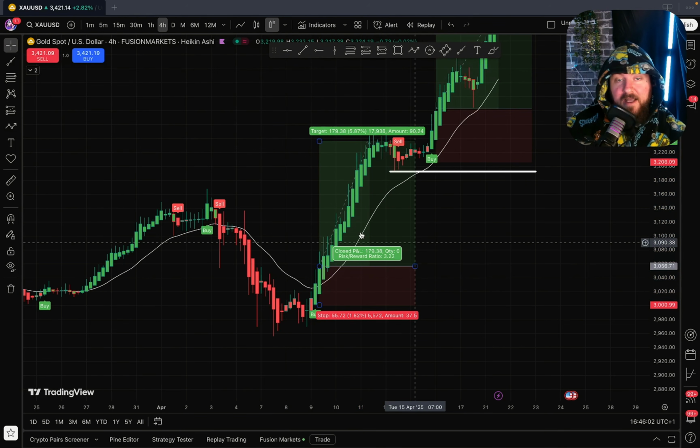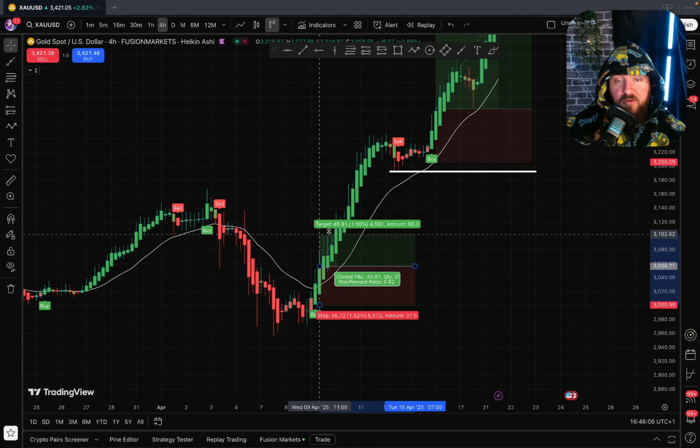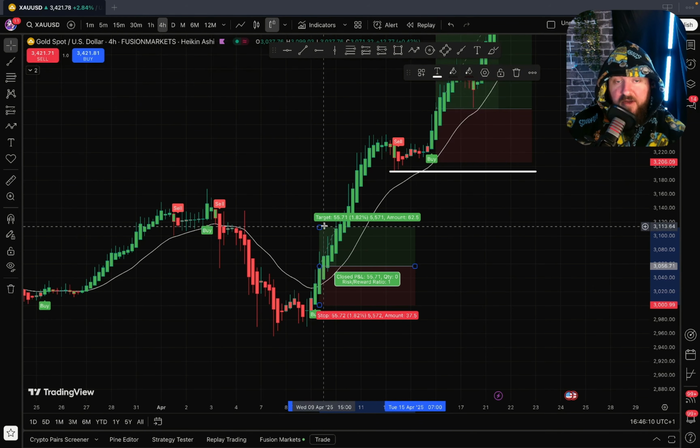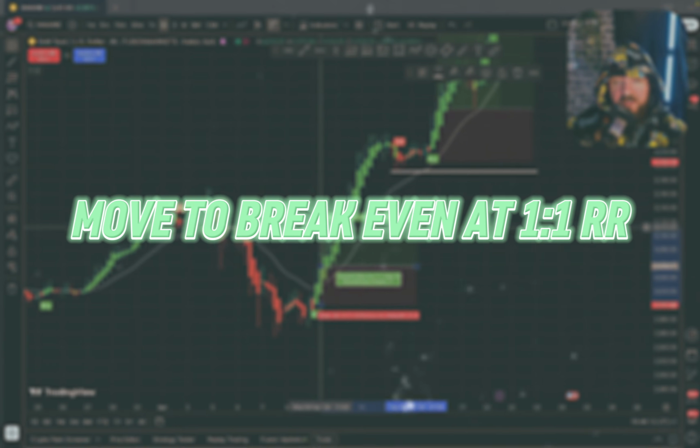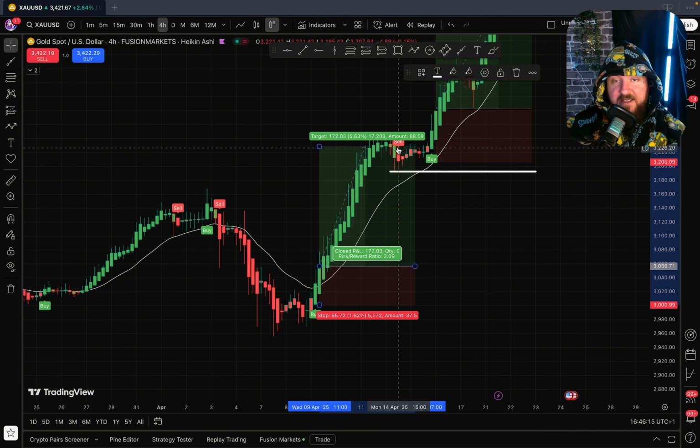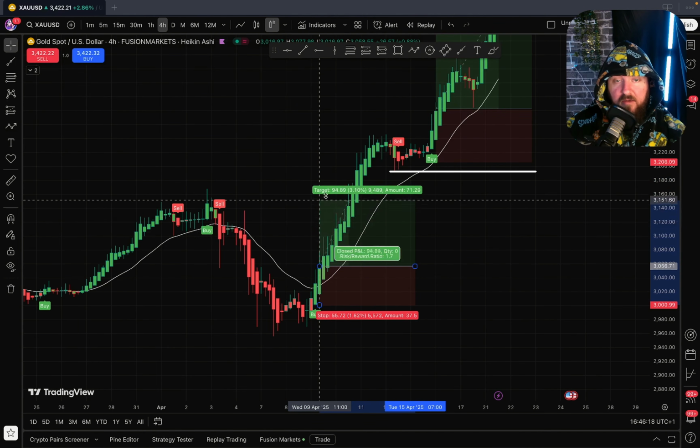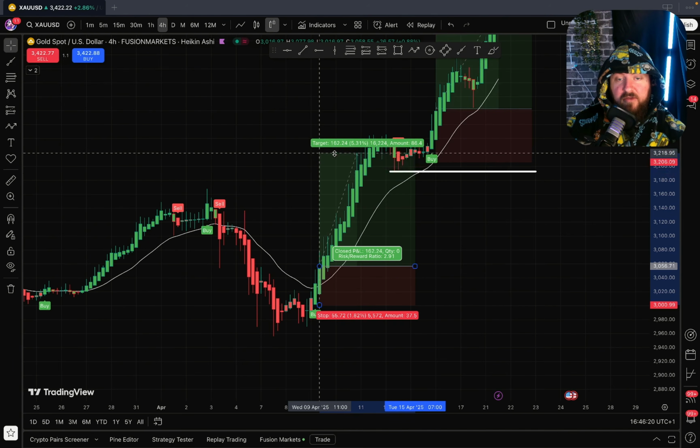Now, how do you know when to get out? This is up to you. First of all, I'm going to let you know right now that as soon as you are in a 1-to-1 risk to reward ratio, you move to break even. So right now this is a break even trade. Then you can either get out when a sell signal is printed, or you can get out when you've hit a 1 to 2 or a 1 to 3 or whatever your targets are.